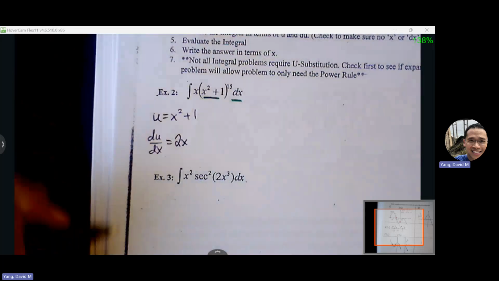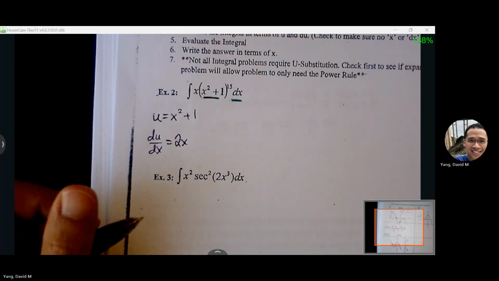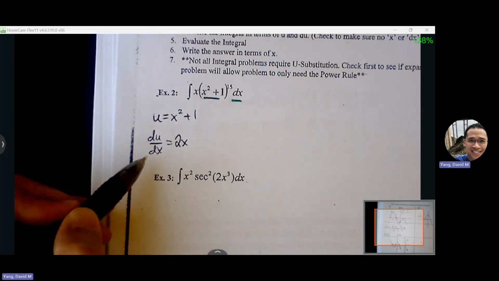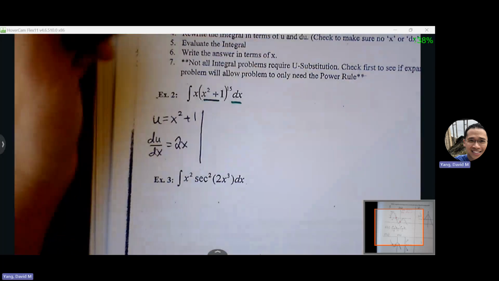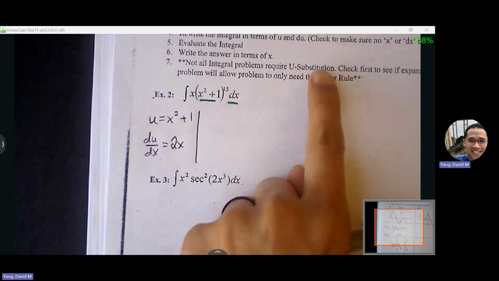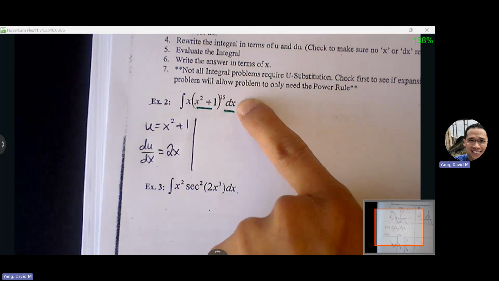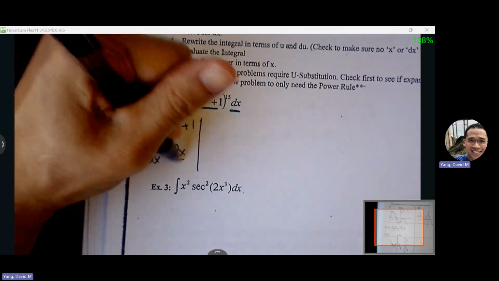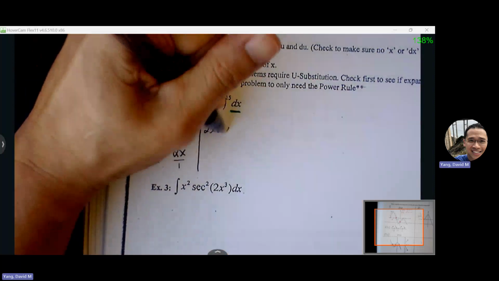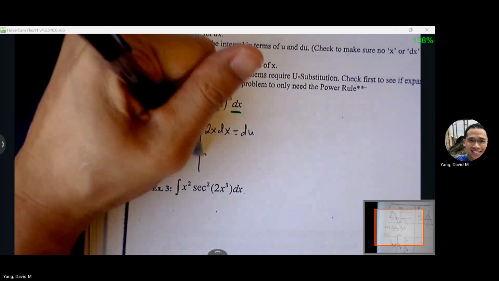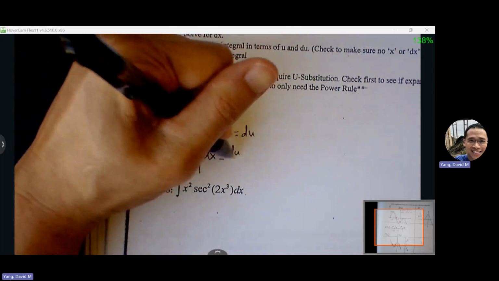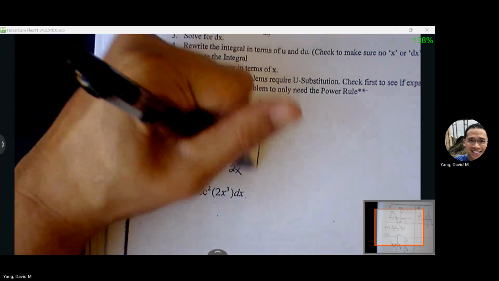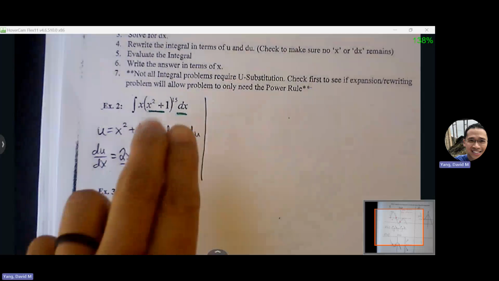Okay, so this is not related rates. There's no time. It's not dx over dt. It's just dx. Next step, I'm going to cross multiply. I'm going to solve for dx because I want to find a replacement for dx. So cross multiply here. I get 2x dx equals du. Solve for dx. dx equals what? du over 2x.